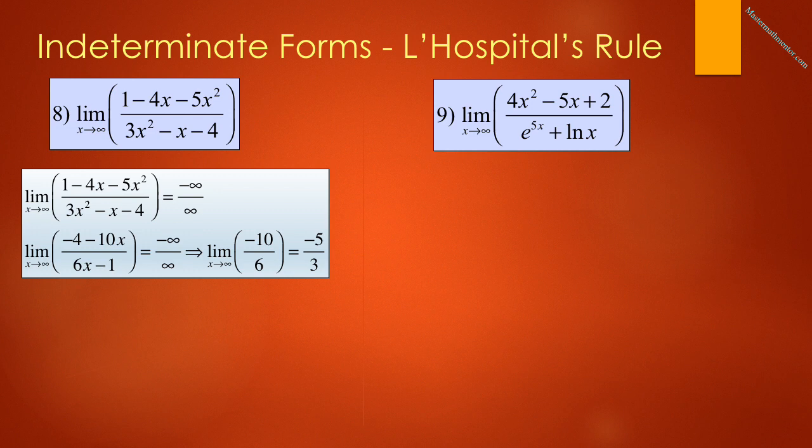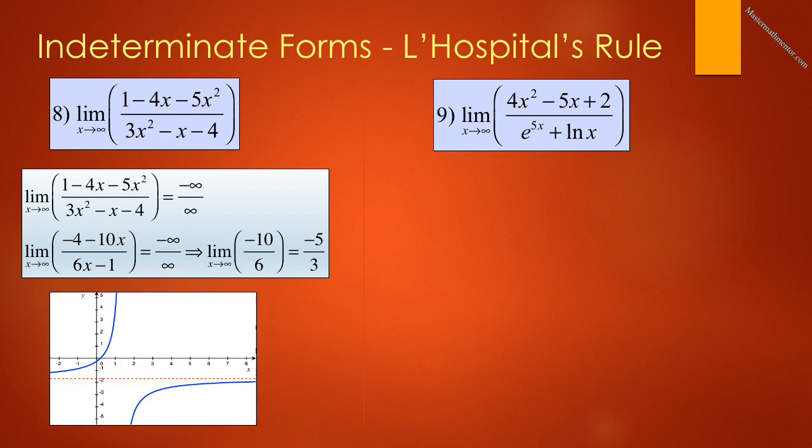which is negative 5/3. Of course, a far easier way to do this is to look at the highest power terms and their coefficients. Since the highest power is x squared in both top and bottom, the limit is negative 5 over 3.